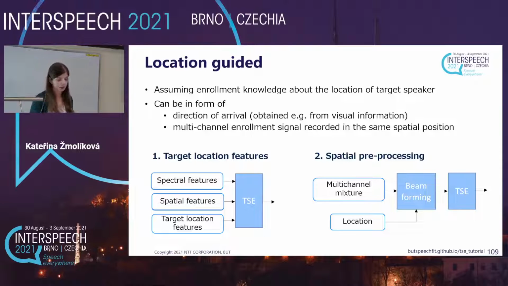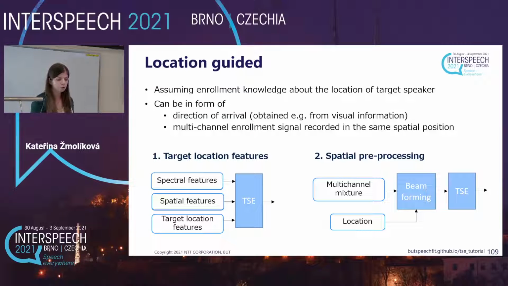This additional information can be, for example, in the form of direction of arrival. Such information can be obtained, for example, from visual information when we also have a camera recording the scene. Or we can have a multi-channel enrollment signal which was recorded from the same spatial position as the mixture. So from this multi-channel enrollment signal we can also get some information about the position of the speaker.